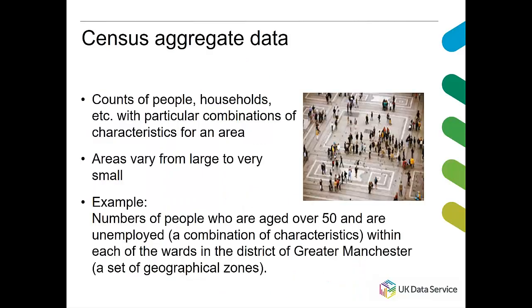Now, the 4 types of census data, the first is aggregate data, and this will give you counts of people or households that have a particular combination of characteristics for particular areas. And those areas can be very large or very small. So, for example, you might want to isolate the number of people who are 50 and over and unemployed within each of the wards in the district of Greater Manchester. So you can get very, very specific with these.